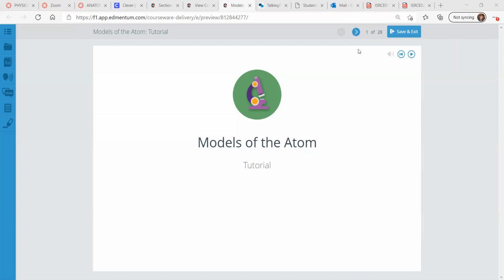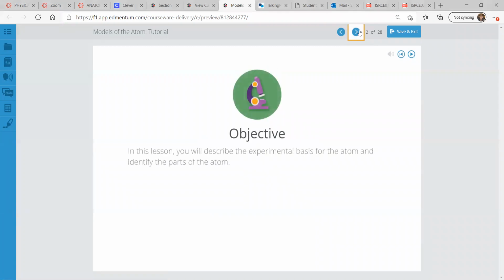And today we're going to look at models of the atom. So we're going to try to describe the experimental basis for the atom and identify the parts of the atom.